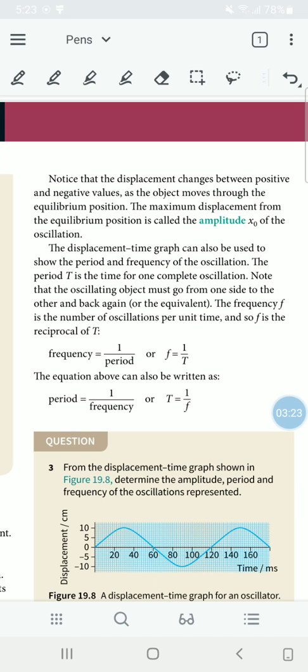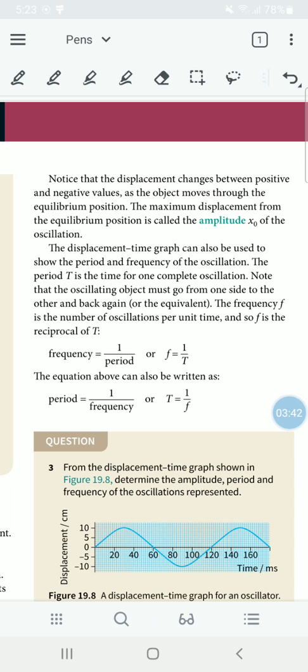The oscillating object must go from one side to the other side and back again. So this is a single oscillation. It starts from one point, then goes to one extreme end, then passes the central point and goes to the other end and returns back to the central point. So that is a single oscillation.